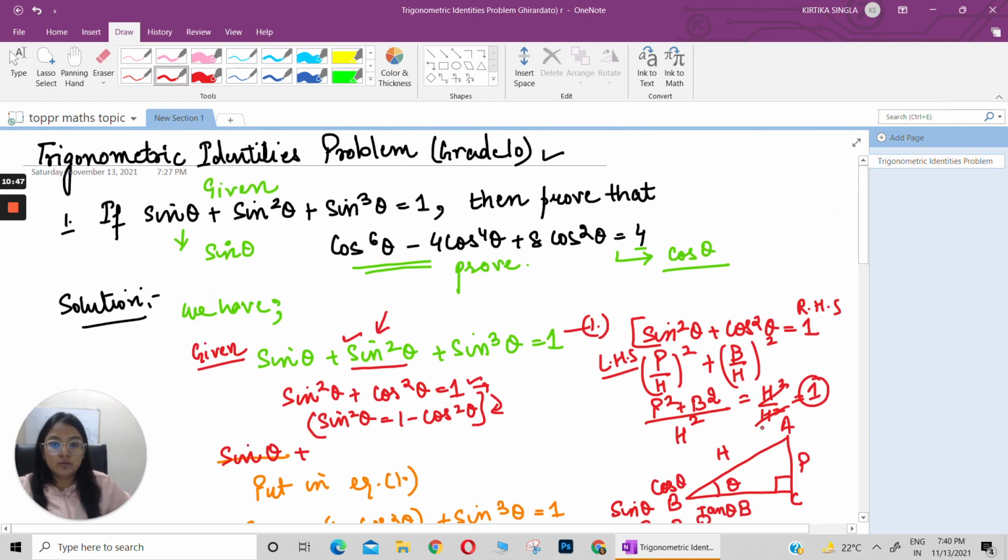Let me show you also. You can see cos⁶θ − 4cos⁴θ + 8cos²θ = 4. You needed to prove this. Always while solving trigonometric identity problems, be careful about what is given to you and what you need to prove. Always try to change your given condition into the form of the proof condition. Then in the journey of solving it, you will use some identities, ratios and functions, and you will reach your proof point. And that's it.